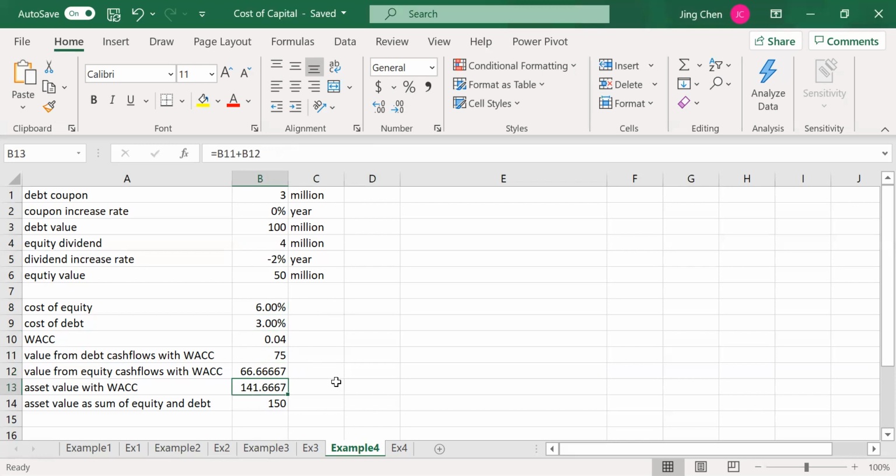That gets to 141. This is less than the asset value as the sum of equity and debt. They add up to 150. This means that for a declining company, using WACC to calculate asset value will undervalue the asset.